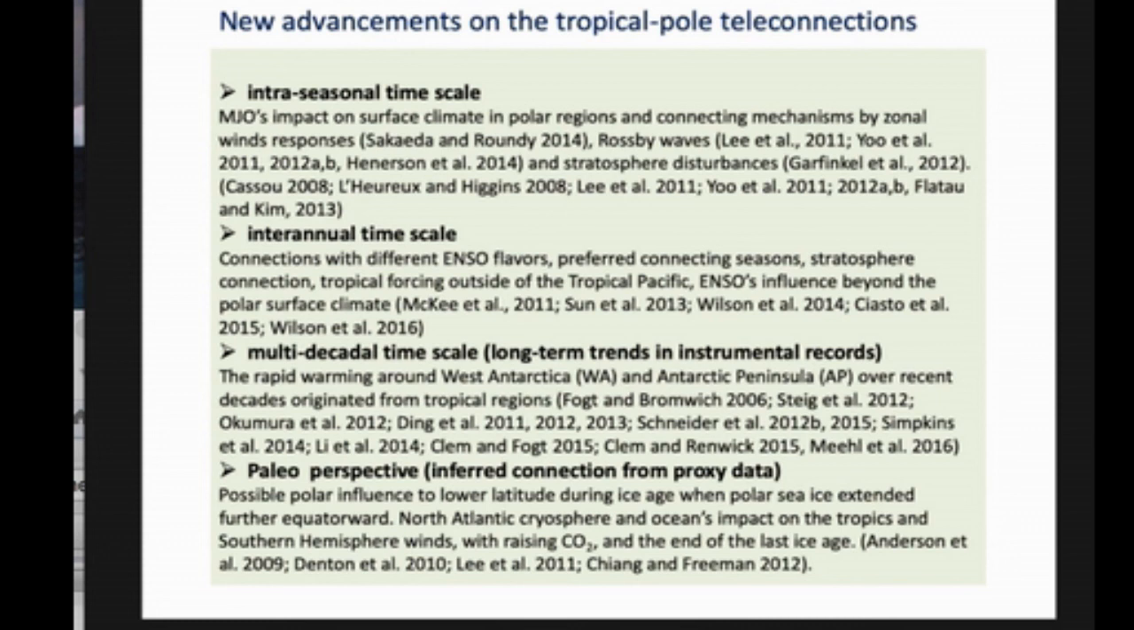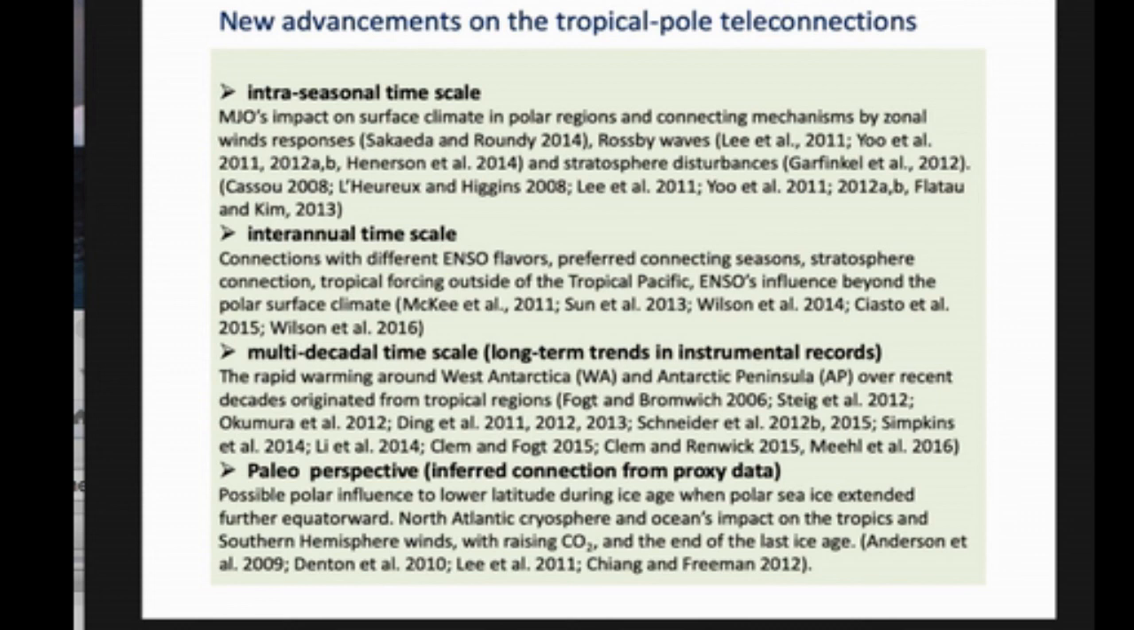And paleo, we also look at the paleo perspective in our published paper. We look at the paleo perspective inferred from proxy data, and this is a pretty difficult task because the proxy data is too sparse, and it is very hard to get the details of the connection pattern or mechanism out. But even our modern present climate can provide some clues to the paleo data.